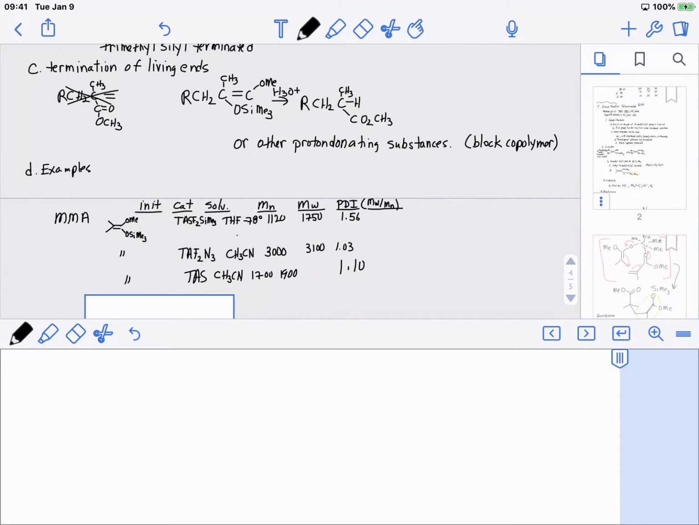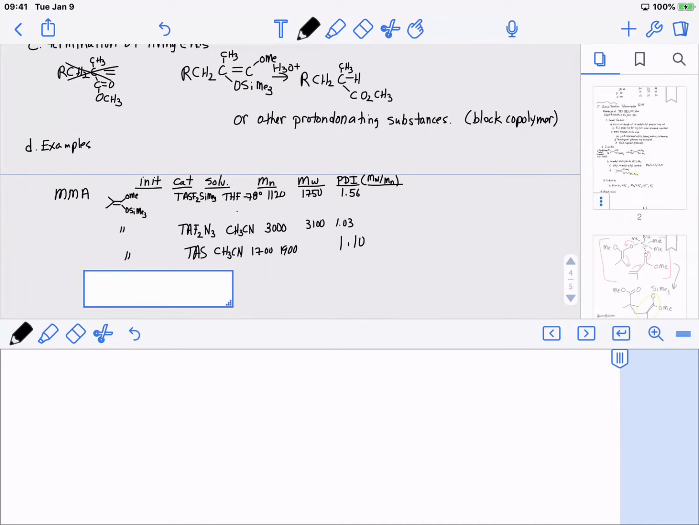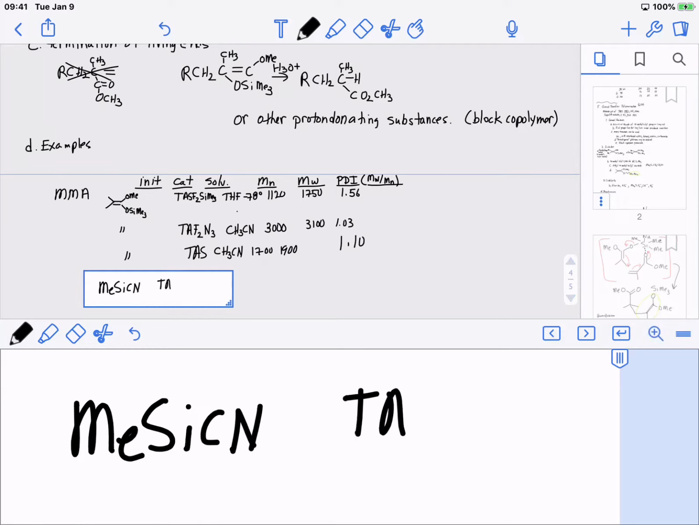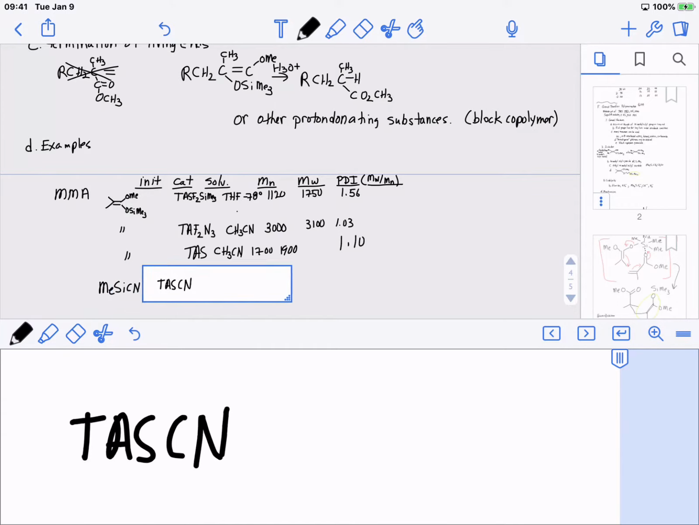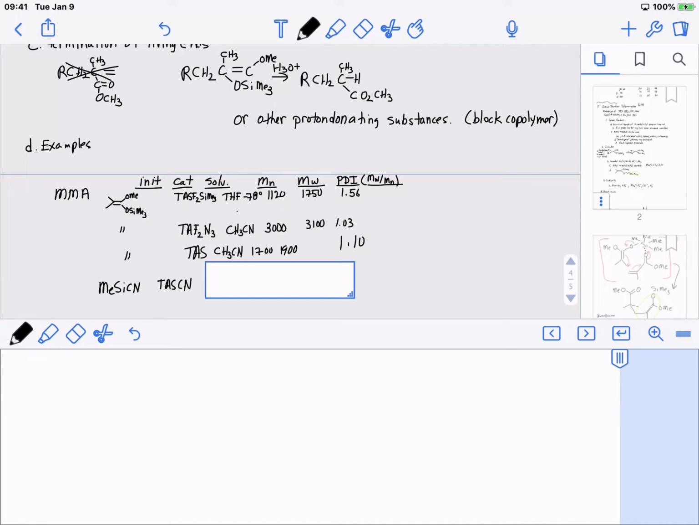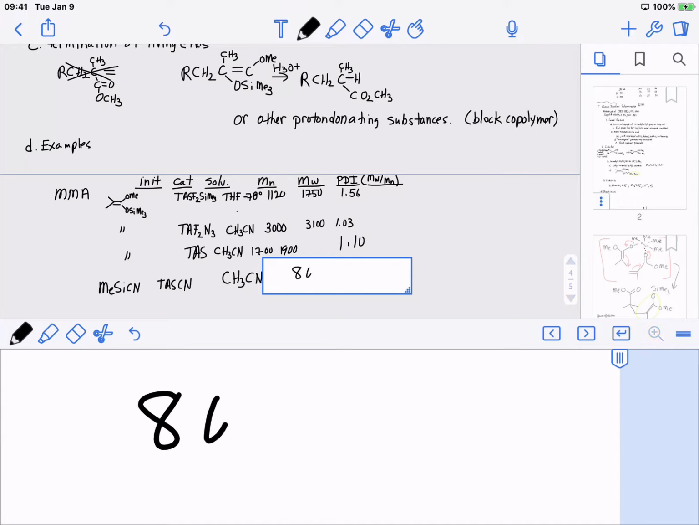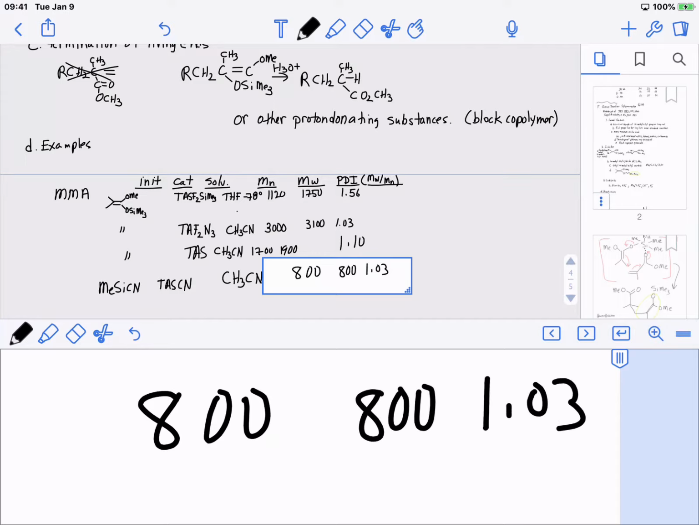Just the last one. You're getting sick of these by now, I know. But again, it's MMA. And now we have MeSiCN. Catalyst is TASCN, so it's the cyanide. Solvent, acetonitrile. Mn 800, Mw 800, 1.03. Obviously, there's some significant figure going on there.